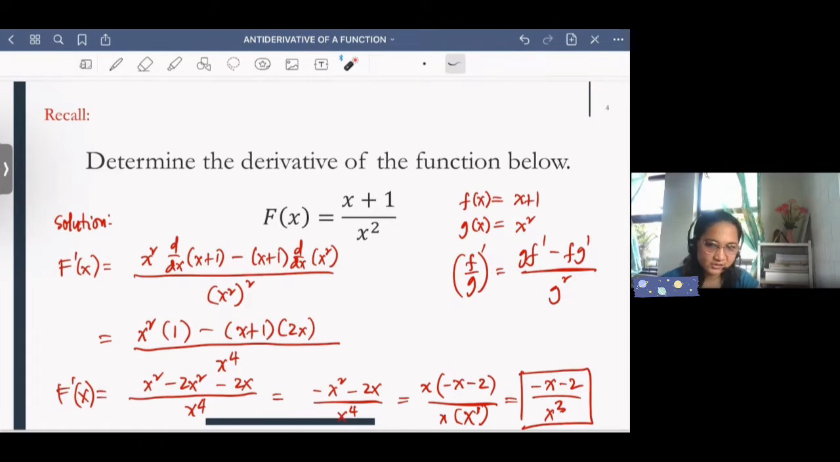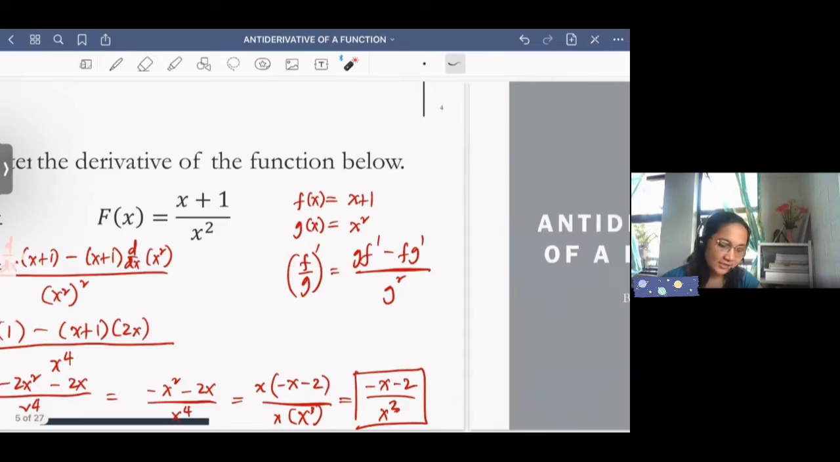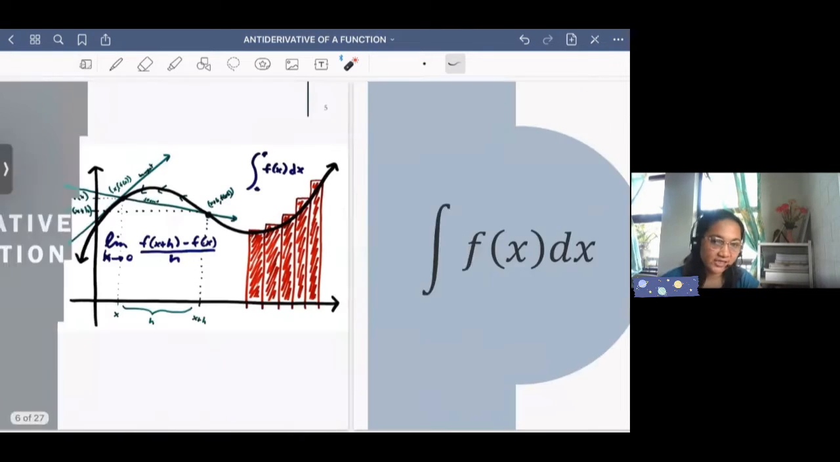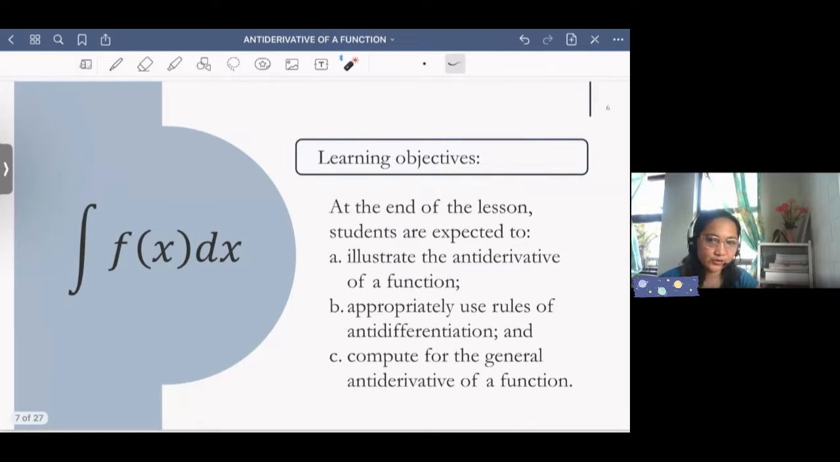Now that we are done recalling the differentiation rules using these given functions, let us go to the antiderivative of a function. So for this video, we are going to have three objectives. Letter A, illustrate the antiderivative of a function. Letter B, appropriately use rules of antidifferentiation. And letter C, compute for the general antiderivative of a function.